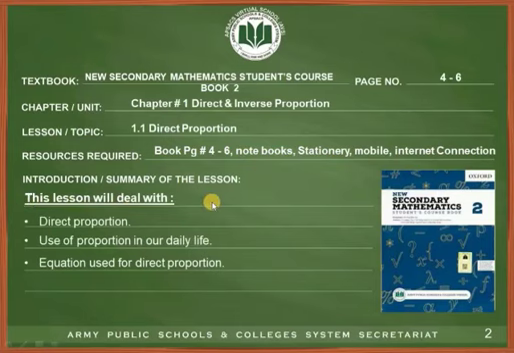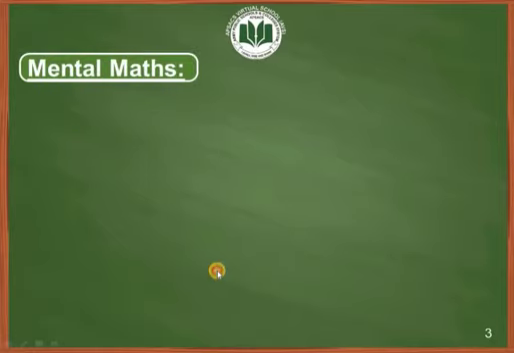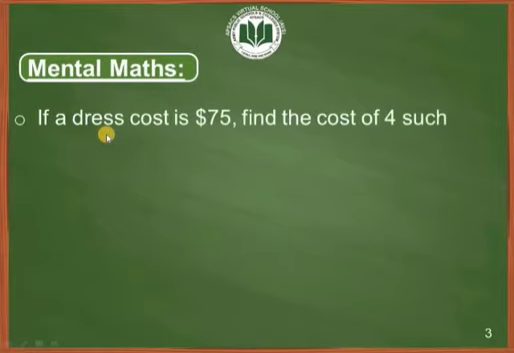Students, this lesson will deal with direct proportions, use of proportion in our daily life, an equation used for direct proportion. Let's begin the class with mental maths activity. Here's the first question. If a dress cost is $75, find the cost of 4 such dresses. Yes. What could be the answer? Yes, it is $300.